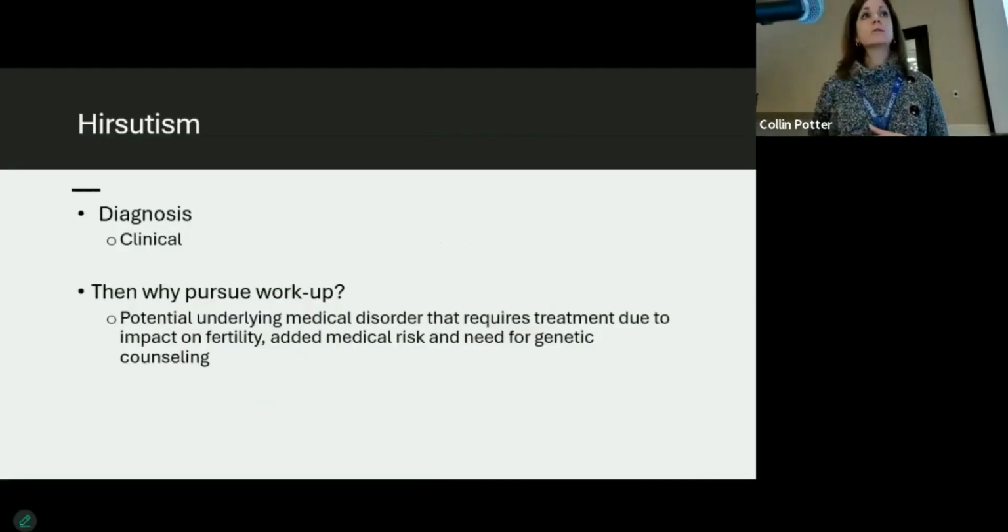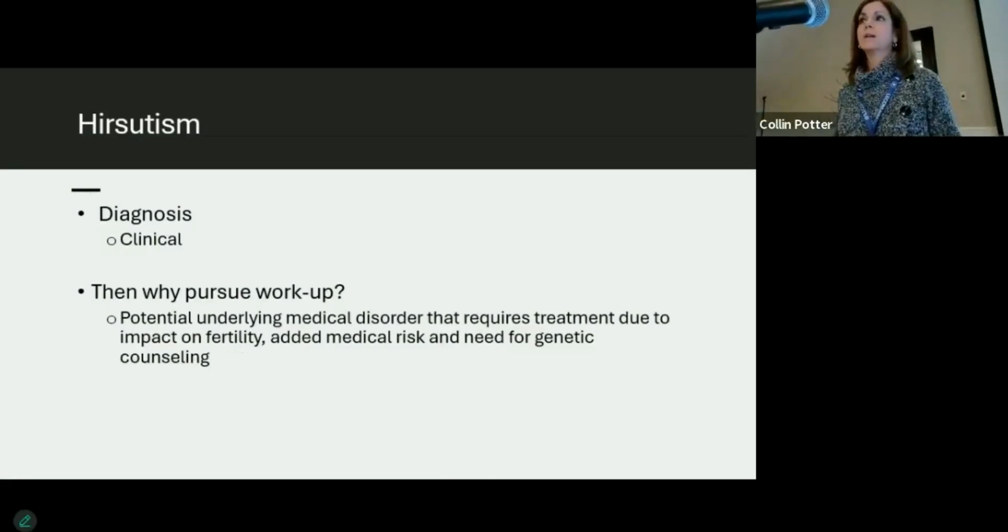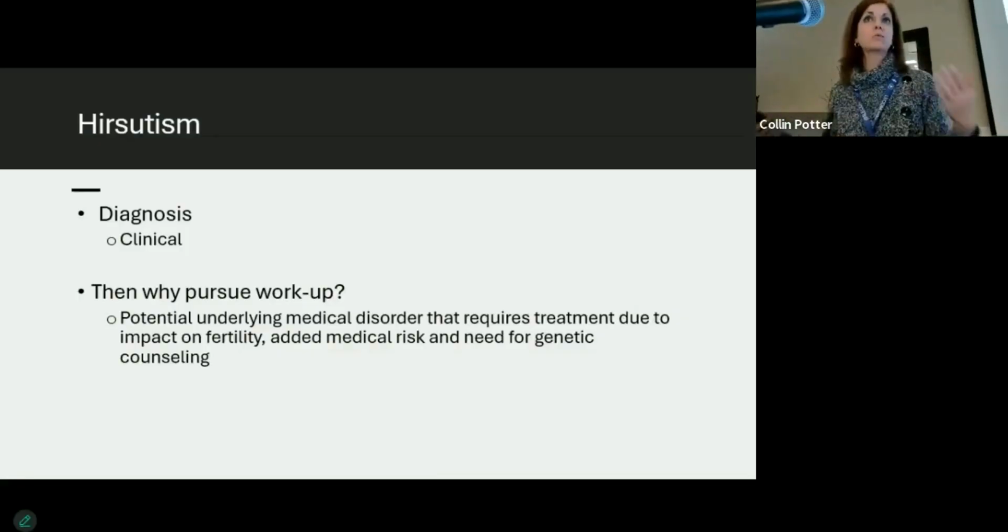So our diagnosis is clinical. So why would we pursue a workup if it's a clinical diagnosis? Well, it's because we want to make sure there's not something underlying that we need to treat as well. Because you can treat things concomitantly. You can treat the PCOS, and sometimes some of our treatments for PCOS are going to also treat the hirsutism. So that's nice when they're paired with each other. And just making sure, like I said, there's not something else going on, any added medical risk, or any other disease processes that can cause hirsutism.